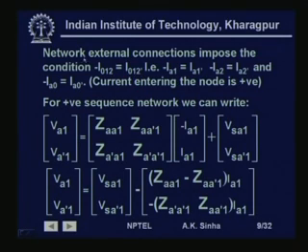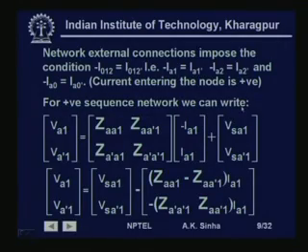That means the current sequence currents flowing out of the F point are the same as that flowing into the F point. That is, minus IA1 is equal to IA dash 1, minus IA2 is equal to IA dash 2, and minus IA0 is equal to IA dash 0. Current entering the node is considered positive. So current coming out from the terminal F has been put as negative here.